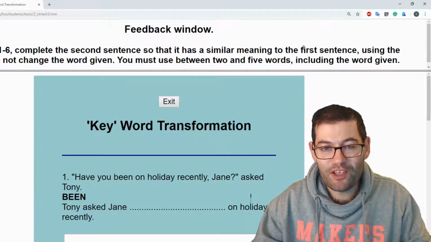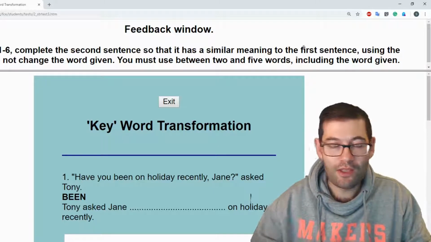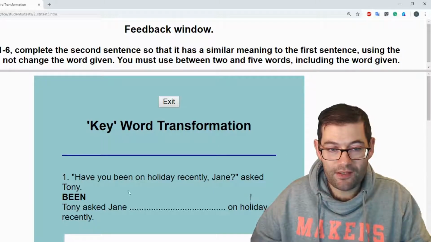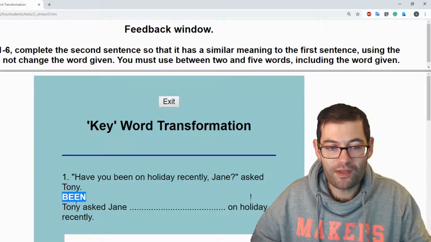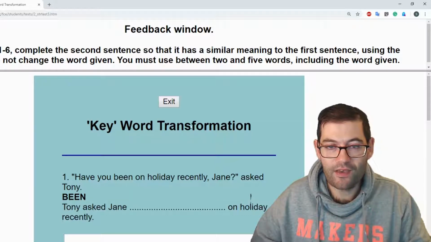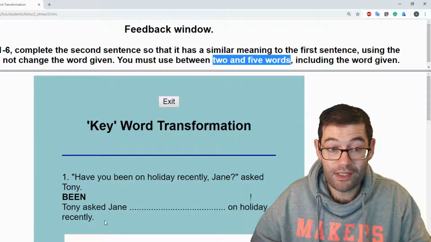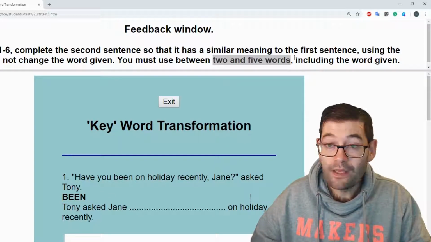Hello and welcome to this video where I'm going to walk you through the answers to this keyword transformation exercise. Now I'm sure you're familiar with the keyword transformation question. You're given an example sentence, as we can see here. You're given a keyword and then you're given a sentence with a gap in it where you have to use the keyword. And in this case for FCE we've got to use between 2 and 5 words, including of course the keyword. Nice and simple.